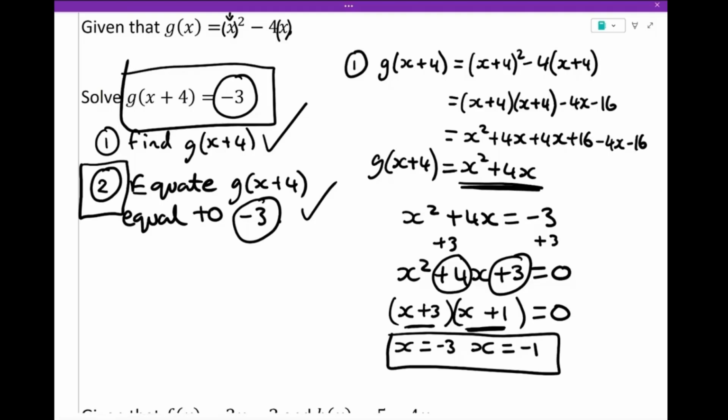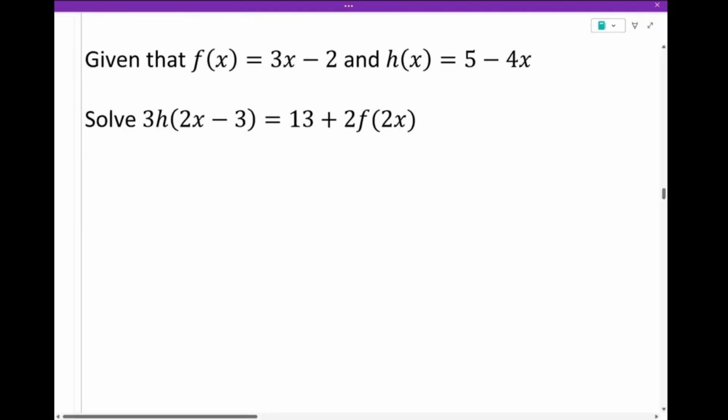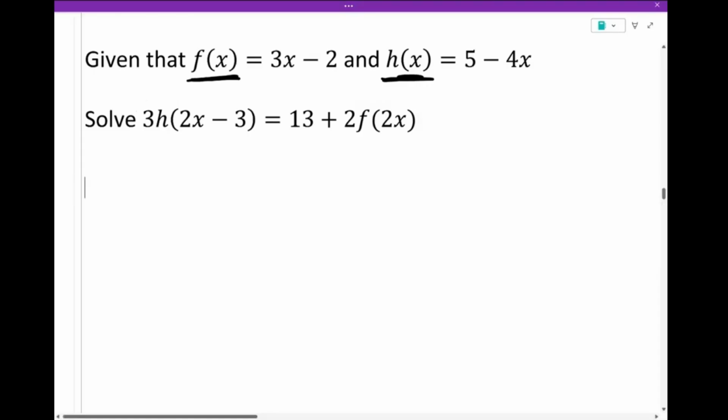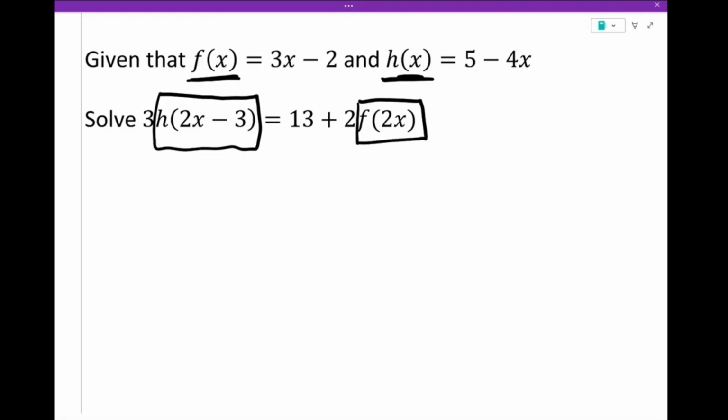Let's have a look at a harder equation. So this time we've been given two functions. We got f of x and then we got h of x. And then we need to solve this equation here, which looks pretty complicated. Now, the reason it looks quite complicated is because of the function notation. Because of the f of 2x and the h of 2x subtract 3. What I need to do to get this process started is to replace these with something they are equal to.